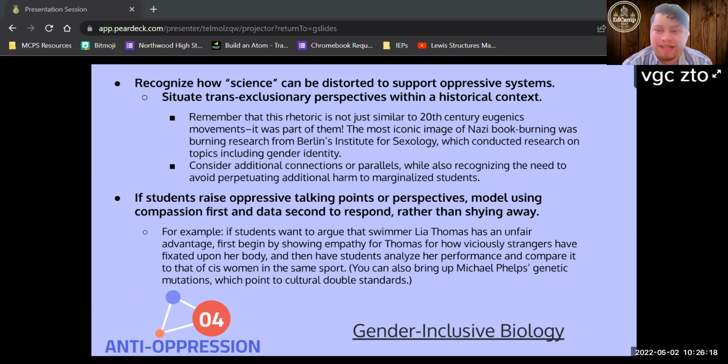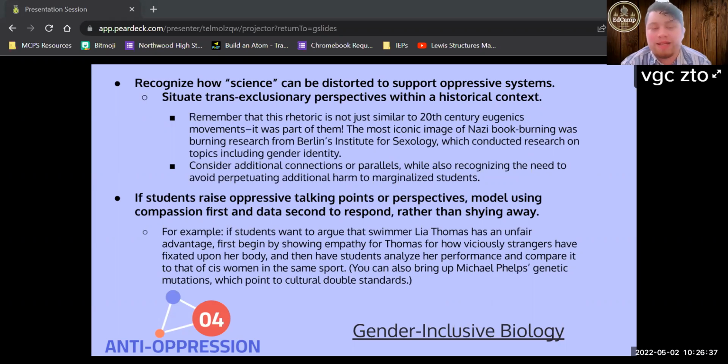Oftentimes I will see comments like, wow, some of the exclusionary language I see really reminds me of the 20th century eugenics movement. It seems like a similarity, and it's not just a similarity, it's a continuation.